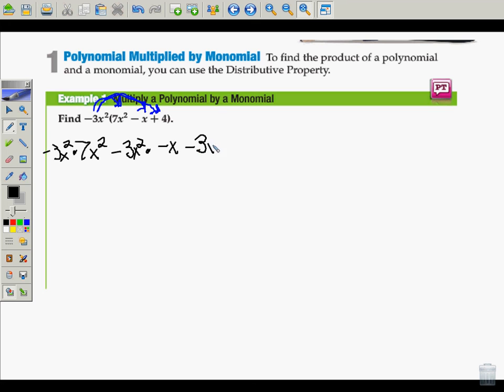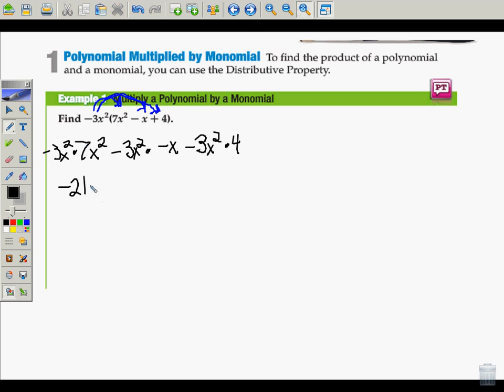I just multiply each piece inside the parentheses times that negative 3x squared. And then we just see what we get for each of those pieces. Negative 3x squared times 7x squared. Multiply your constants together, you get negative 21. Multiply the x's together. Remember, when you multiply, you add exponents. So we get negative 21x to the 4th.